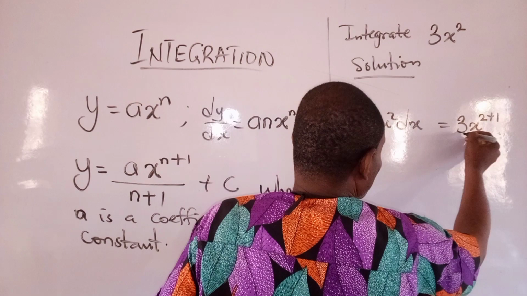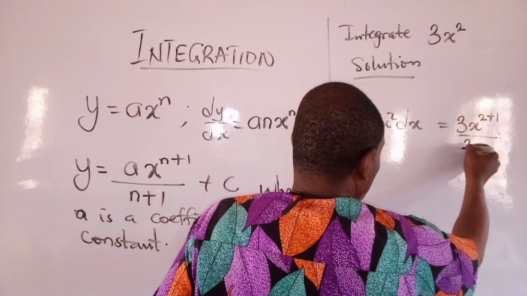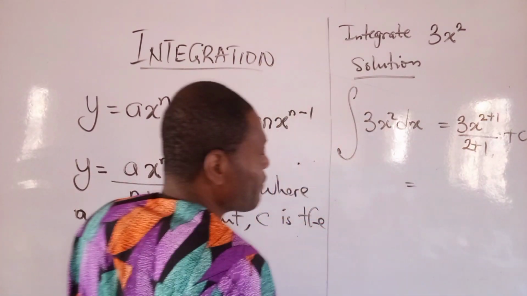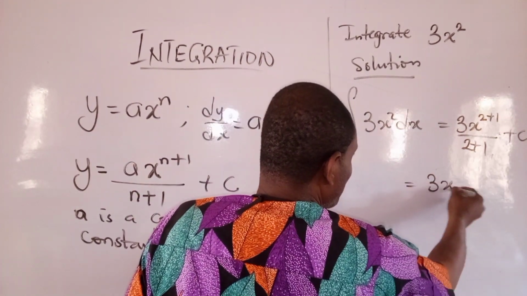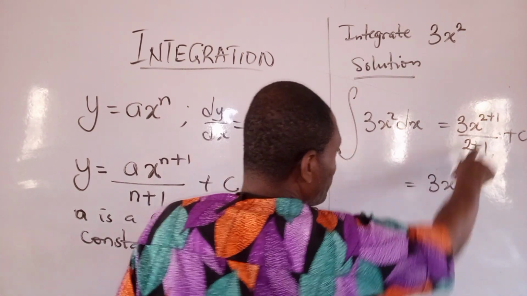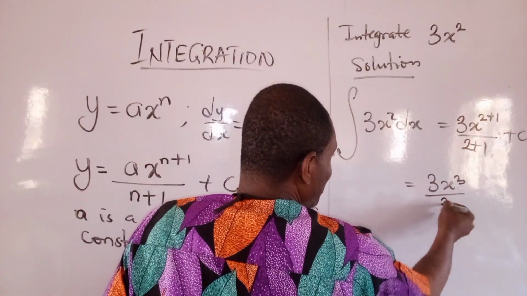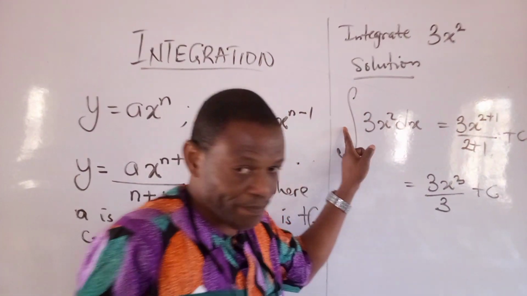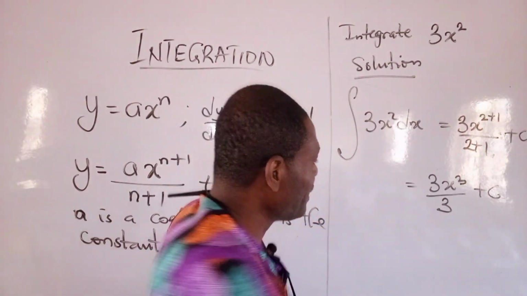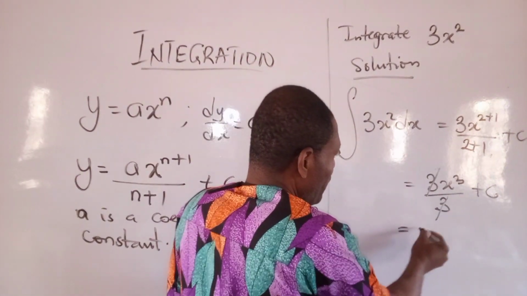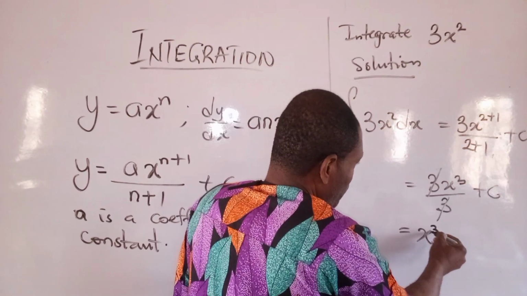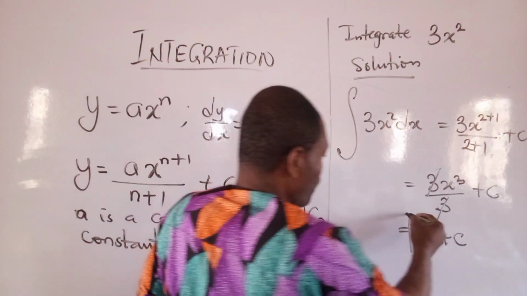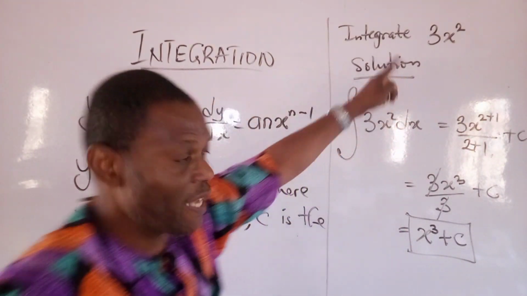3x^(2+1) divided by 2+1, plus c. And so then we have 3x cubed, because 2 plus 1 is 3, divided by 3, plus c. C must be there every time you integrate. So then this 3 can cancel off this 3, and we have x cubed plus c as the value of this integration of 3x squared.